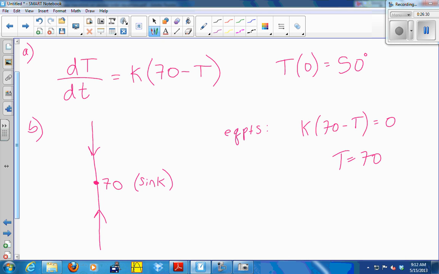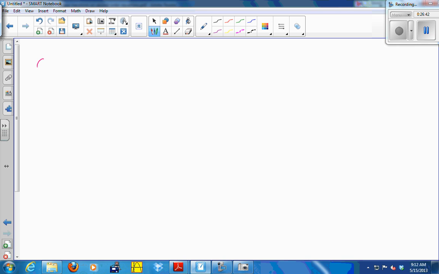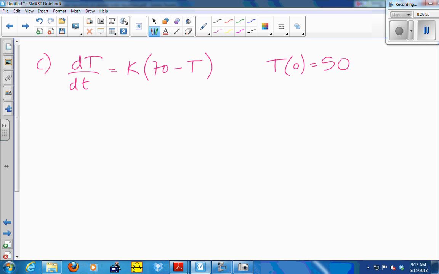So that's B. And then C, how long does it take for the can of soda to reach 60 degrees? So in order to do that, I have to figure out what k is. Okay, so I want to solve this ODE. Sorry, no, I'm going to use the other, they also gave me after 10 minutes that T of 10 is 54. So I'm going to use that too.